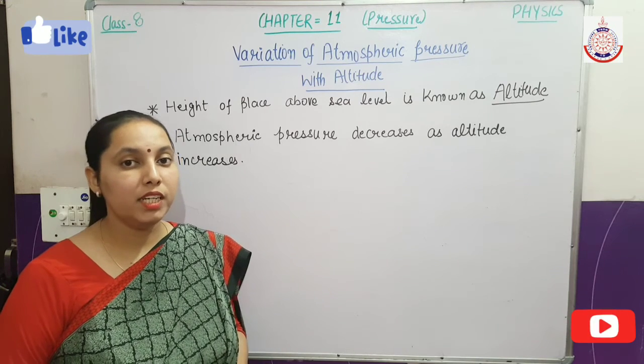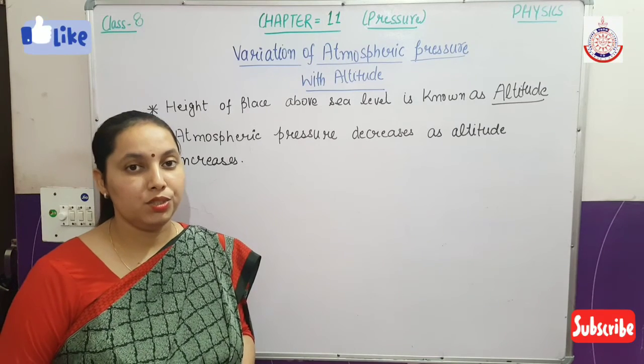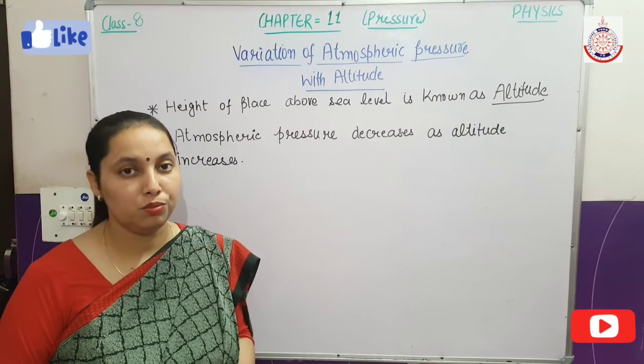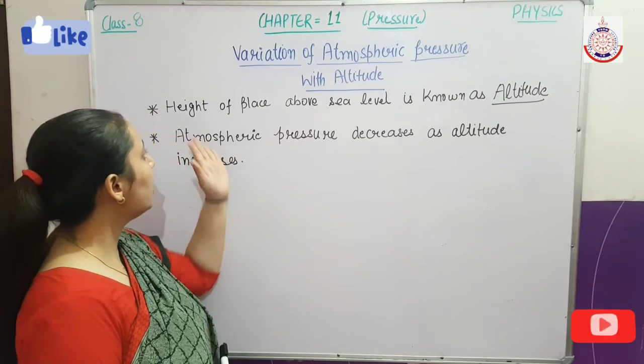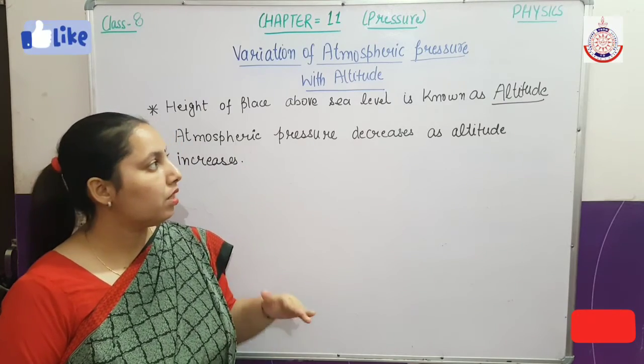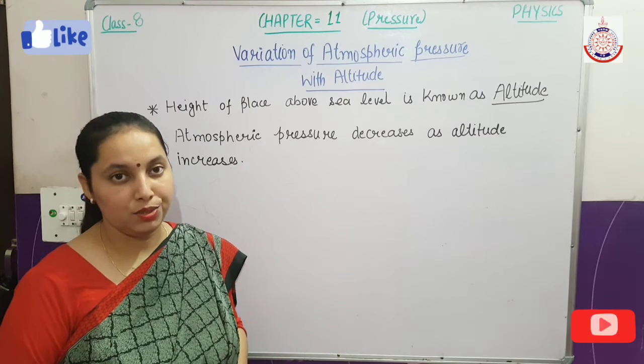Now, we will study the variation of atmospheric pressure with altitude. Firstly, the first term you have to learn is what altitude means. Altitude means the height of the place above sea level. Above sea level, whatever the height is, that is known as altitude.